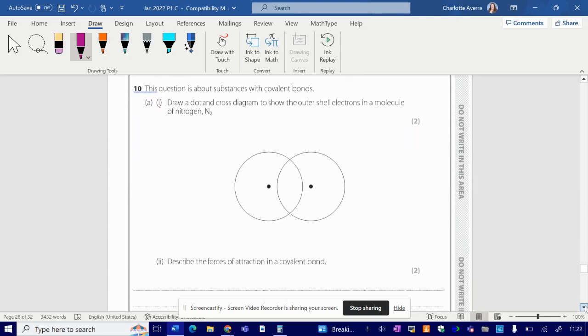Okay, question number 10. This question is about substances which contain covalent bonds. Okay, and we are talking about nitrogen. Now, you might just have learnt to remember it, but I'm going to show you how to work it out. So first thing, we go to our periodic table. Nitrogen has got 7 electrons total, which means that it's going to have 2 on its first shell and 5 on its outer shell. The question has said only show the outer shell electrons, so I'm ignoring the 2 which are on the middle shell, and I'm just going to do my 5.